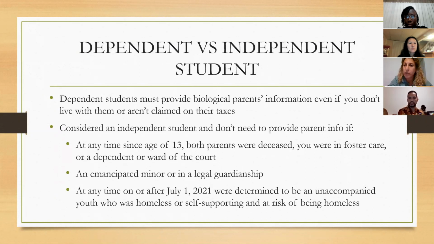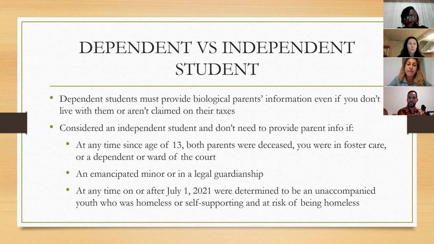So I often get lots of questions when I'm doing financial aid applications with students about, can I just put my information and not my parents? I work, I support myself. And the answer to that is sometimes, but usually not really. So dependent students have to provide their biological parents' information, even if you don't live with them or aren't claimed on their taxes. So say you live with a grandmother or aunt or uncle, but they don't have legal custody over you, you will need to provide your parents' information, even if you don't live with them.